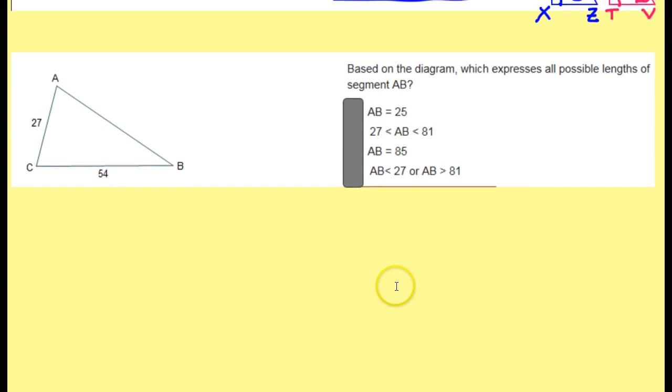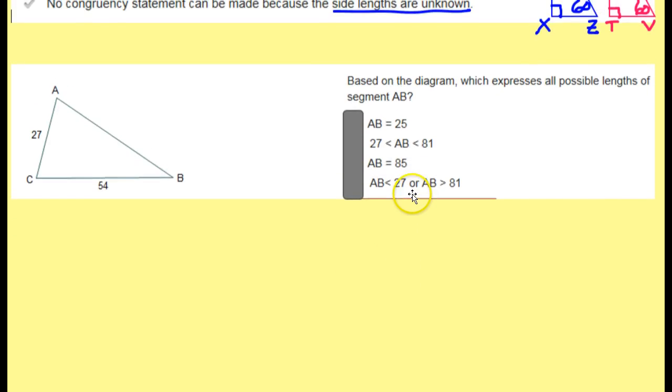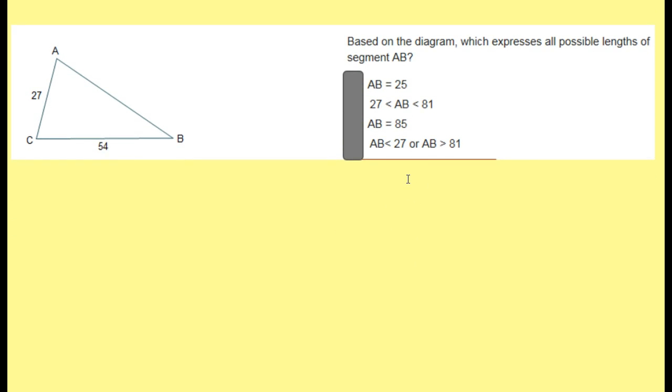Okay, you need some sides, people. All right, I think this is going to be the last question in this video. Based on the diagram, which expresses all the possible lengths of segment AB?